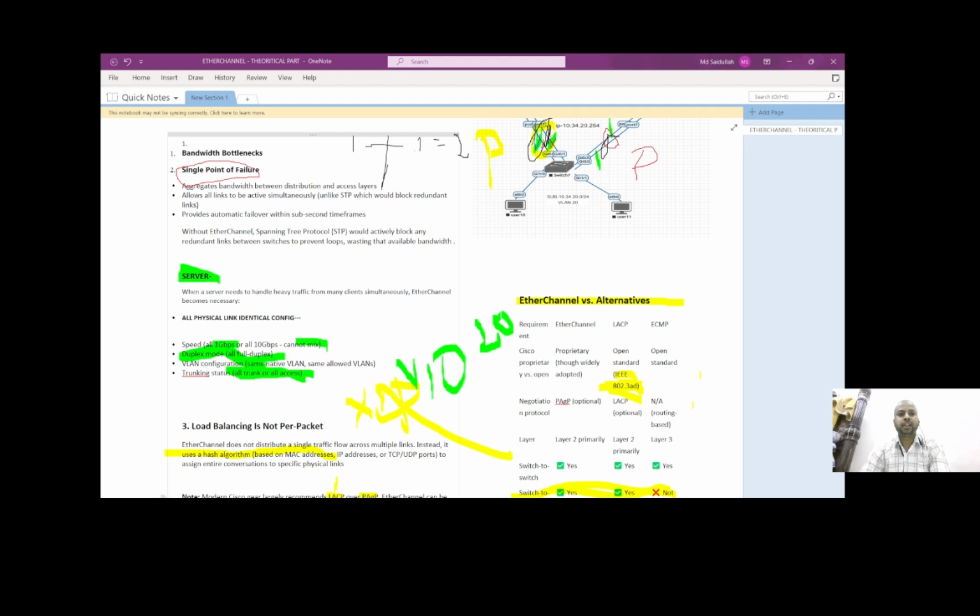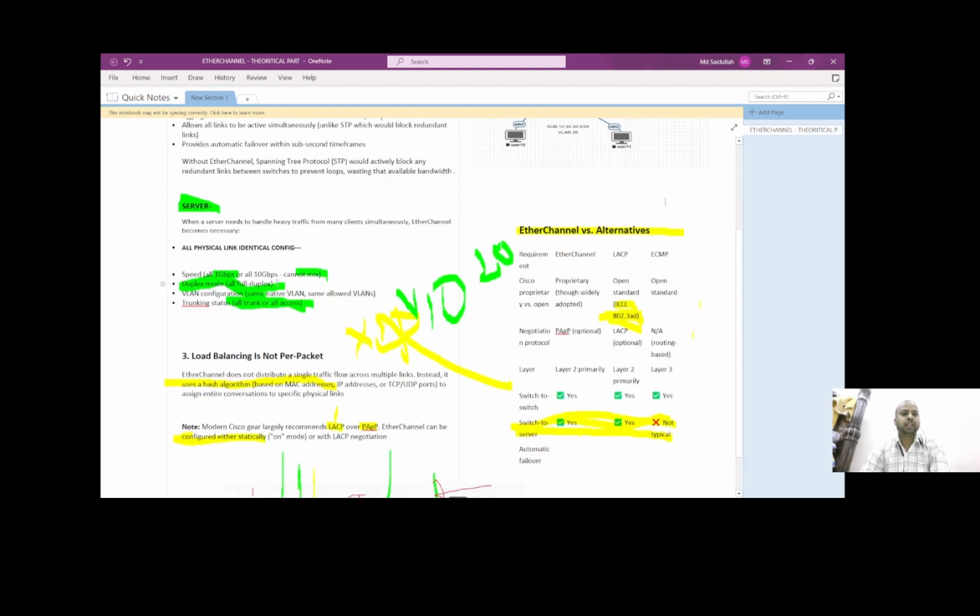Okay, and even for the server, you can see the server normally uses high data, high execution of the data. That's why any server needs higher bandwidth. For that, EtherChannel is very useful. EtherChannel becomes necessary for the server.